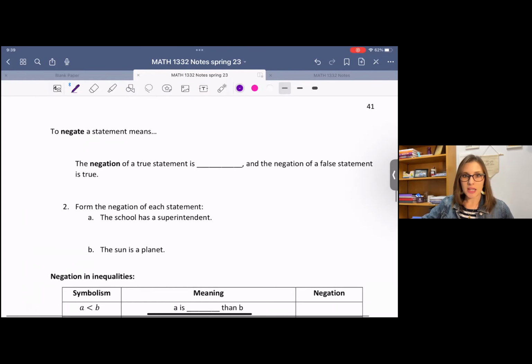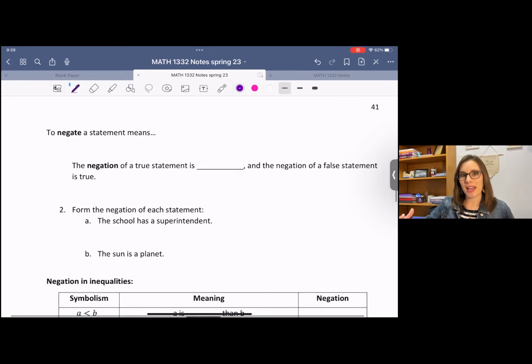To negate a statement, if you think of the word negate like negative, that means to state the opposite. The negation of a true statement is false because those are opposite, and the negation of a false statement is true.